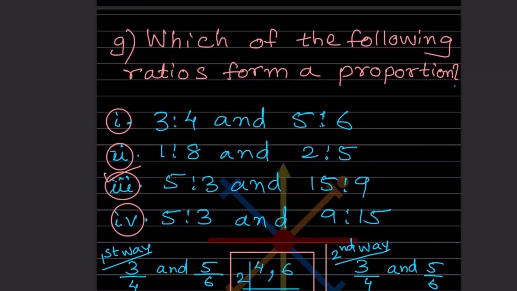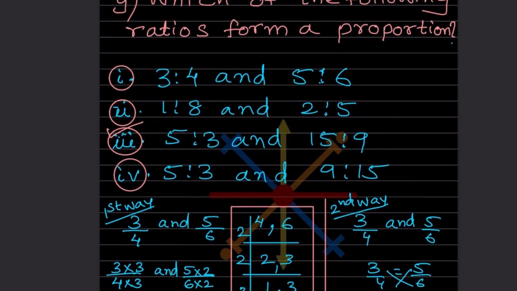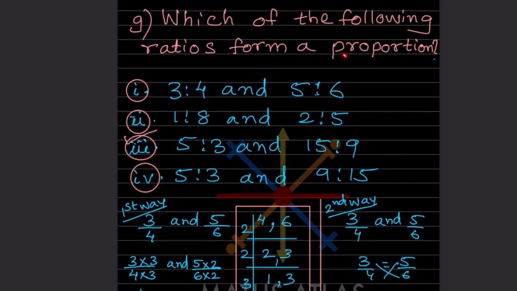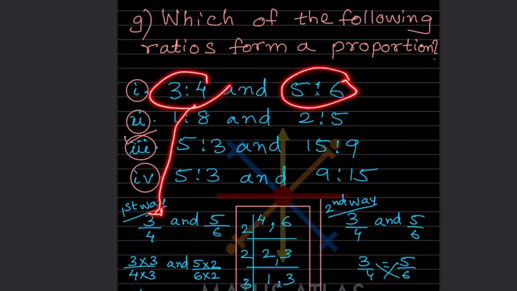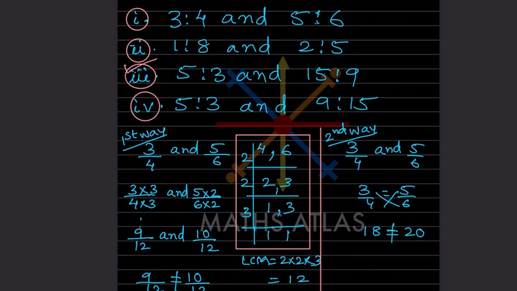Which of the following ratios form a proportion? Now see here, it looks simple, but it's not that one. We have to do the workout. Which will form a proportion means you will take these two numbers. When you do this one, you have to divide, right? So this is going to be divided. What you can see is the denominators are different, so you will take the LCM of it. We have done it in the previous videos.